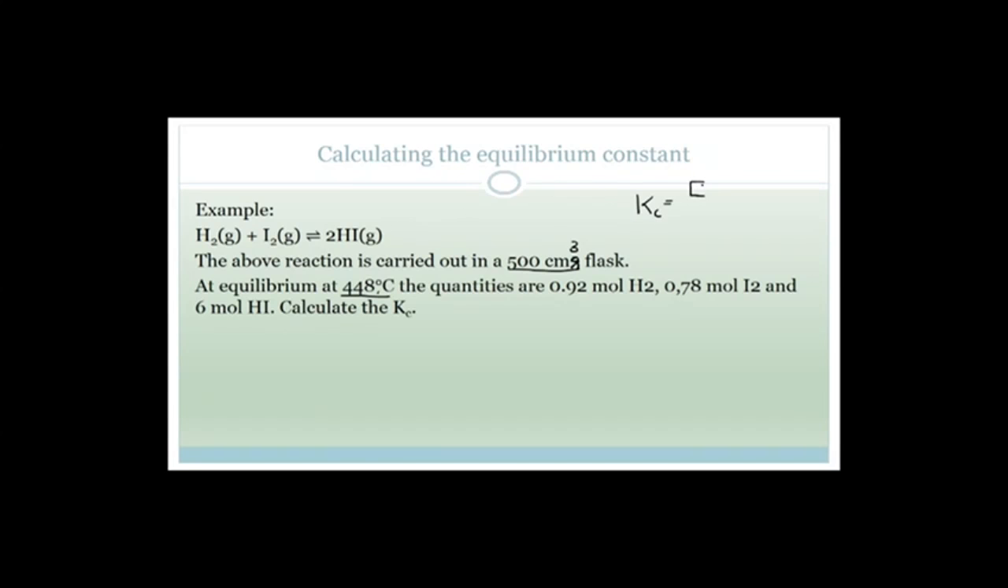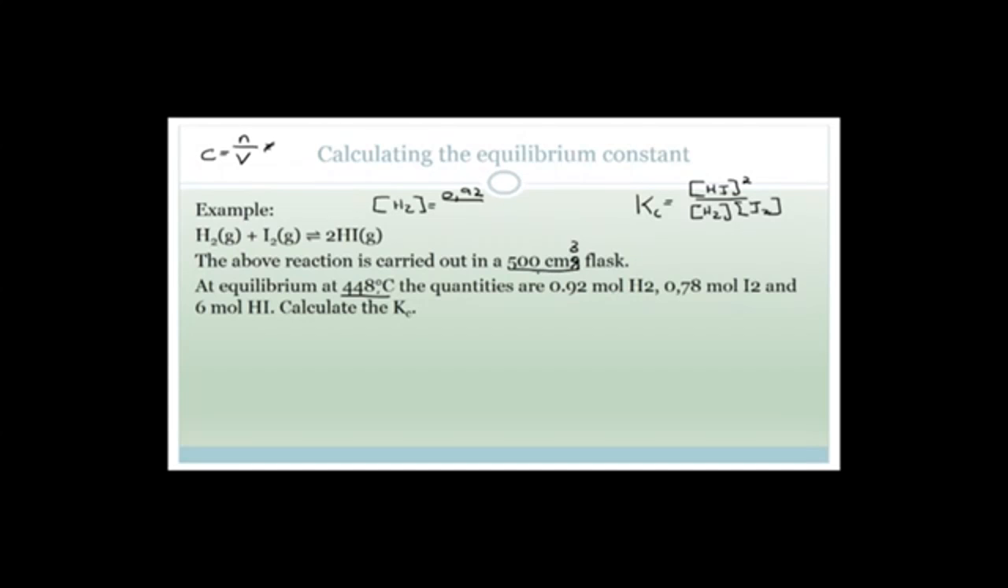Kc is going to be the concentration of HI all squared, all over the concentration of H2 multiplied by the concentration of I2. Now notice that these are concentrations and these are moles, and that's a volume. So concentration is number of moles over volume. So the concentration of hydrogen is going to be the number of moles, which is 0.92, over 500 cubic centimeters, but we need to get it to decimeters cubed.